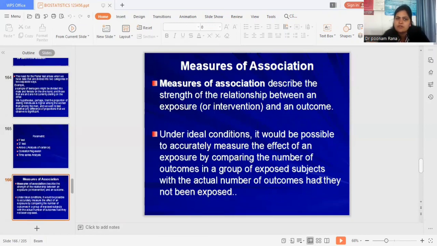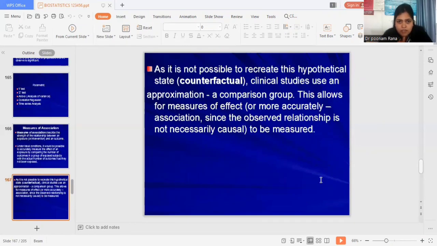Now comes measure of association. Measure of association describes the strength of relationship between an exposure and an outcome. Under ideal conditions, it would be possible to accurately measure the effect of an exposure by comparing the number of outcomes in a group of exposed subjects with the actual number of outcomes had they not been exposed. And it is not possible to recreate the hypothetical state.